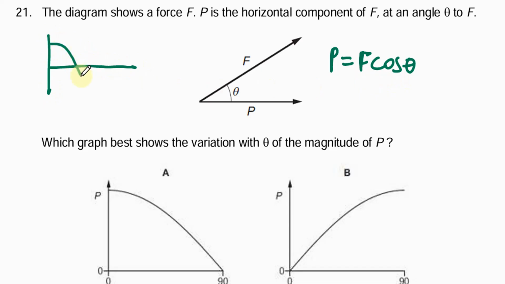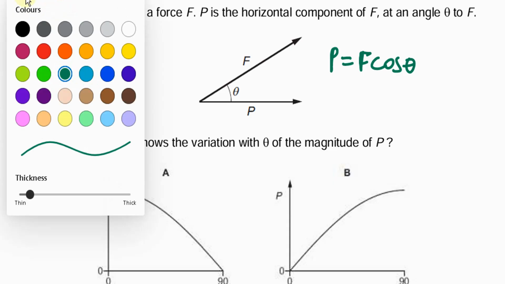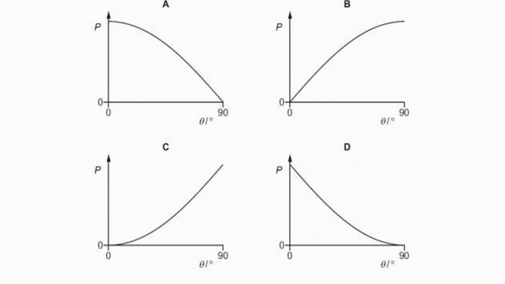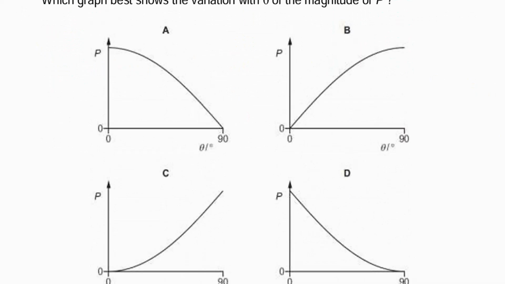We know this is what the cos graph looks like. And we are particularly interested in what happens between 0 and 90 degrees. So this section of the graph, we can see that it's a decreasing function. So which of these options are the same as this part of the graph? And of course the answer is A. So A.